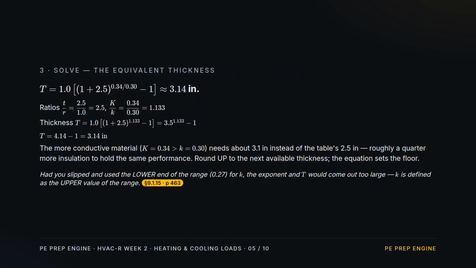Solve. t over r is 2.5. K over k is 1.133. Raise 3.5 to that power, subtract 1, and multiply by the 1 inch radius. The equivalent thickness is about 3.1 inches. The more conductive material needs roughly a quarter more insulation than the table's 2.5 to hold the same performance. Round up to the next stocked thickness. The equation just sets the floor.